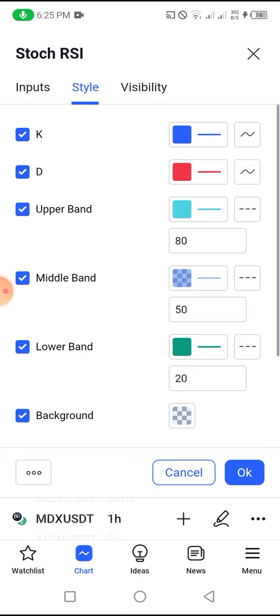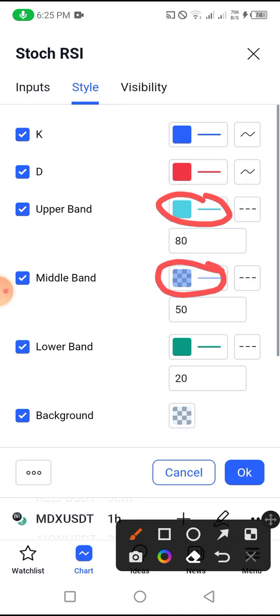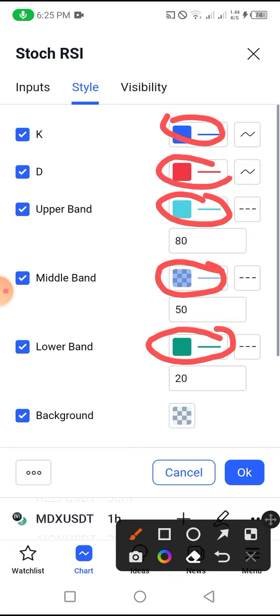Now on the style, basically what you do is you make adjustments on the color of the upper band, on the color of the middle band, and then on the color of the lower band. You brand it based on your favorite colors, based on the colors you want it to appear on your chart. Then also you brand the color of the K line and then the color of the D line. Now this is my own branding. For you, you can brand it differently. You can choose different colors, but these are my colors that I have chosen.